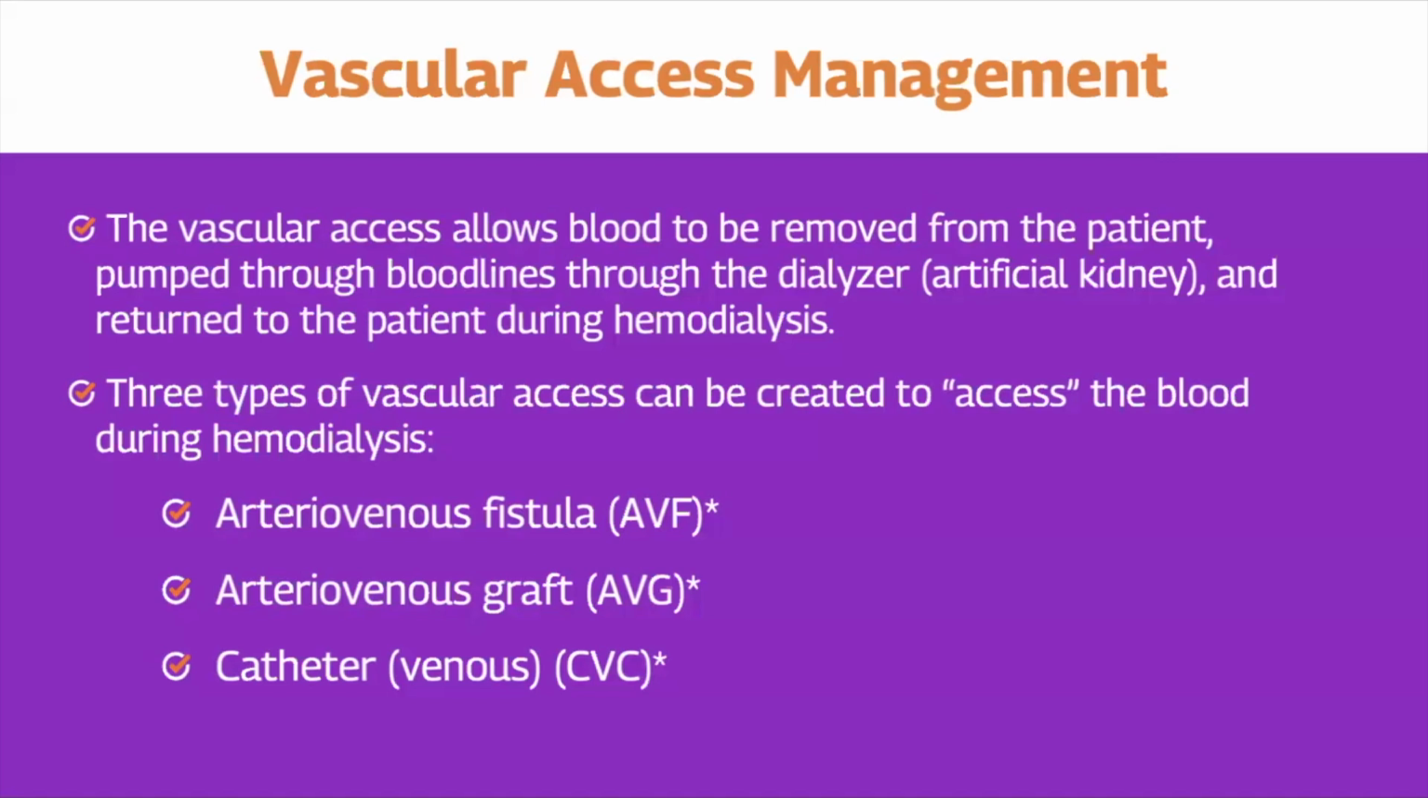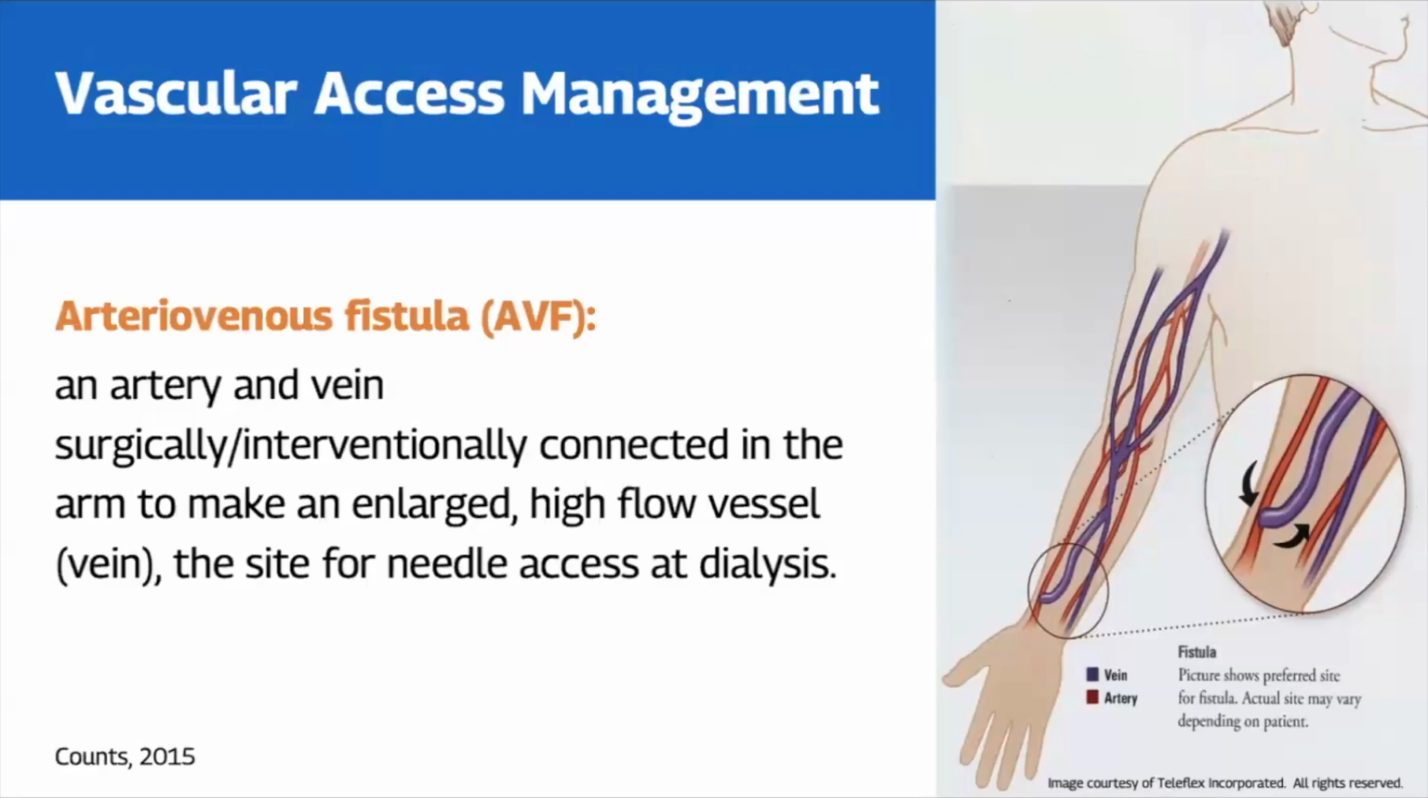The vascular access allows blood to be removed from the patient and pumped through the bloodlines through the dialyzer, or the artificial kidney, and returned to the patient during hemodialysis. Three types of vascular access, as we mentioned before, are the arterial venous fistula, the arterial venous graft, and the central venous catheter.